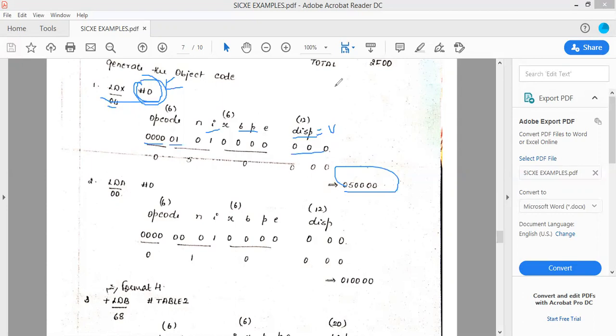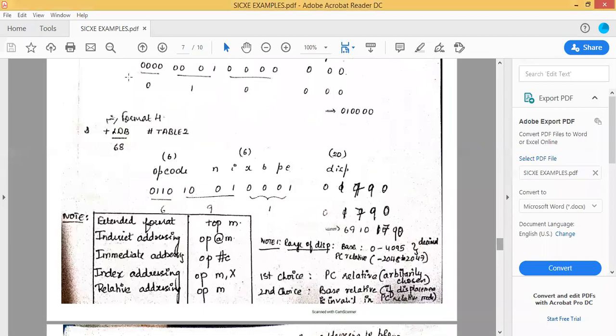Now I'll teach you how to find it for extended. Look at this. In extended, you have a plus, which indicates it is format 4. So write down the opcode for LDB, which is given to you in the question. Now start from the flags. N means indirect addressing and I means immediate addressing. We clearly see immediate addressing here, so I is set to 1. X is set to 0 because we don't have an index.